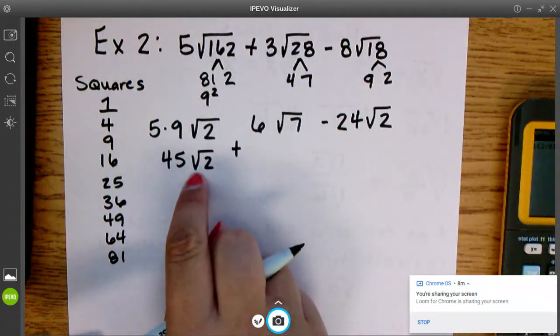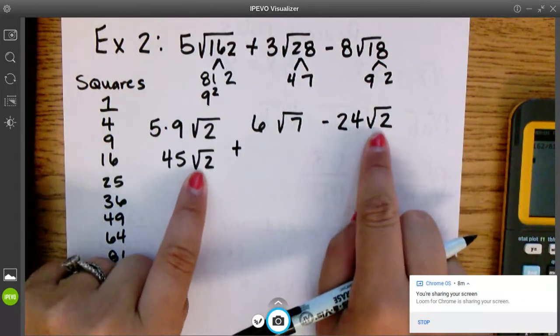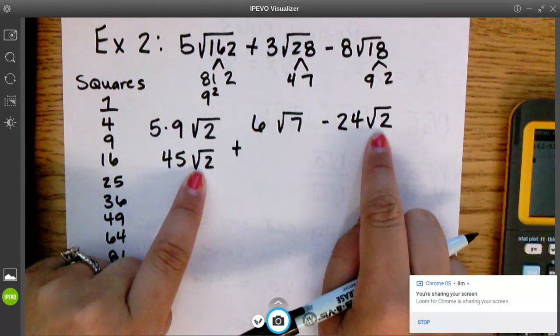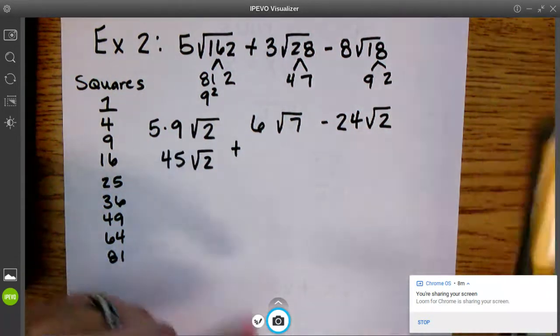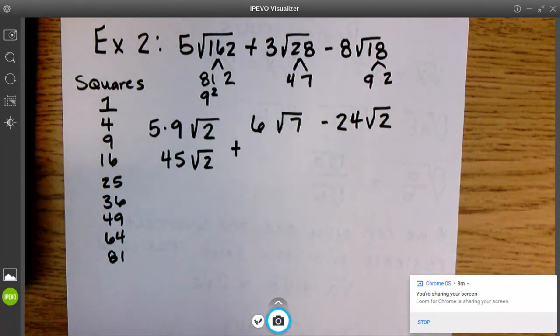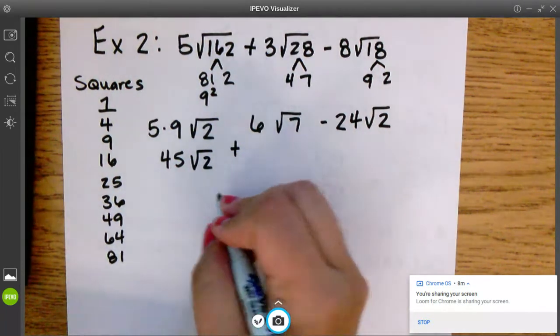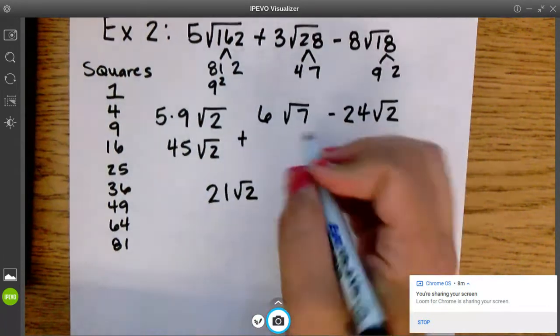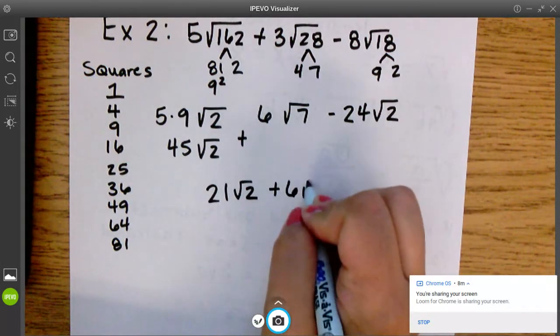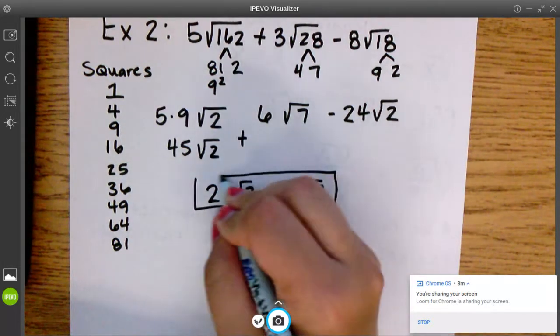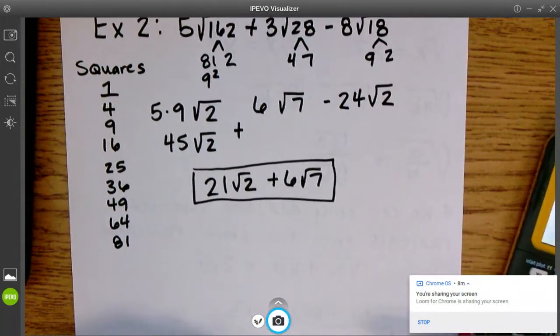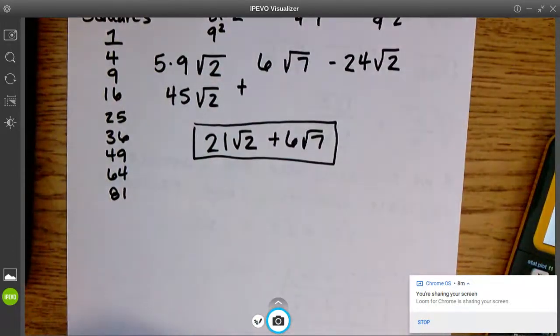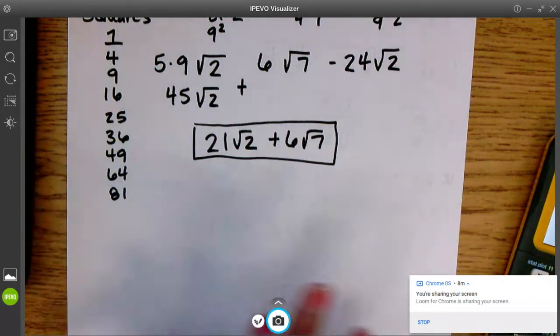Okay, so 45 radical 2 and this 24 radical 2, because they both have radical 2's, I can now combine like terms of the 45 and the negative 24. So I can add 45 minus 24. So that's 21 radical 2's. And that's just going to be 6 radical 7. Can I combine these two things together? Nope. Nope, nope.